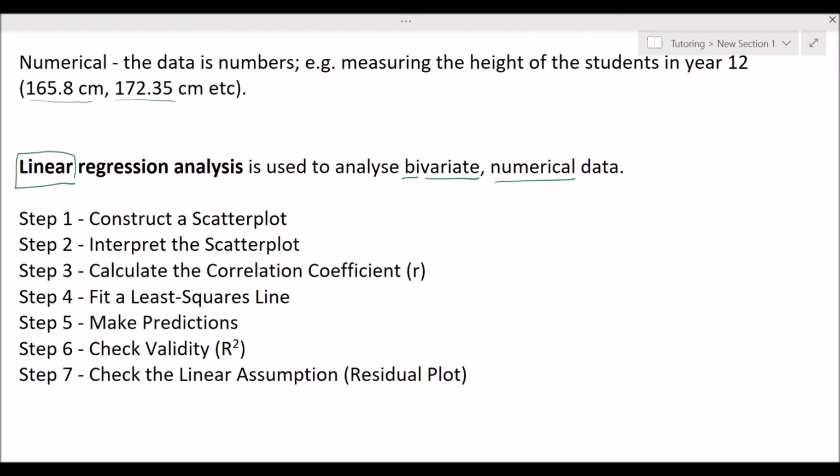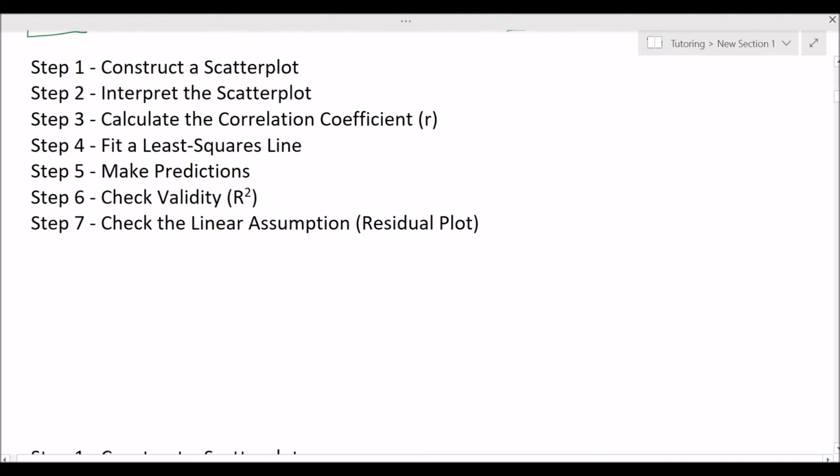Okay, there's 7 steps essentially to linear regression analysis, and we're going to go through this whole process now. So first step is to construct a scatterplot. We're going to interpret the scatterplot. Then we're going to start calculating some statistics, including the correlation coefficient. We're going to fit a least squares line. We're going to use that line to make predictions. Check the validity of our model with another statistical measurement called the coefficient of determination. And then check if the linear assumption is correct or not with a residual plot. Okay, so those are our 7 steps. Let's go through them one by one.